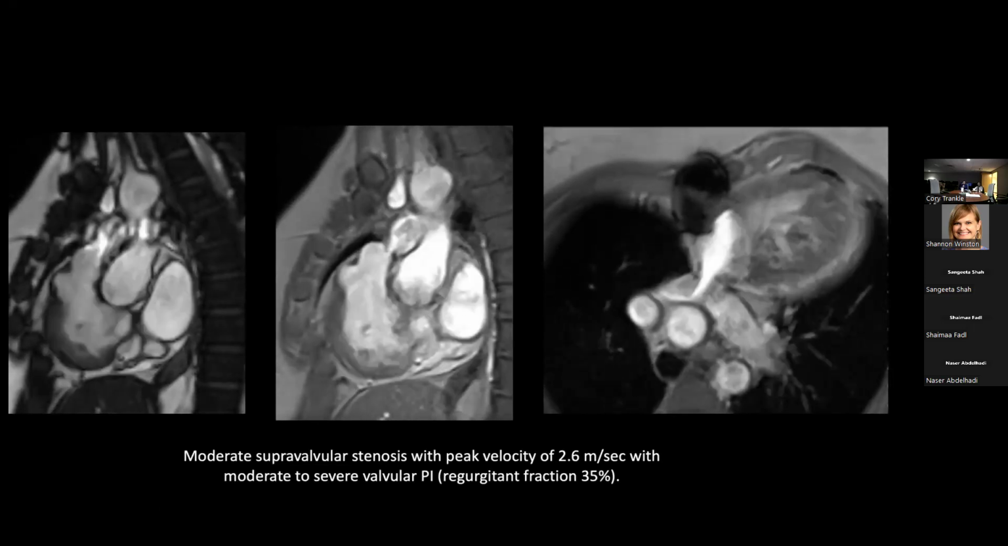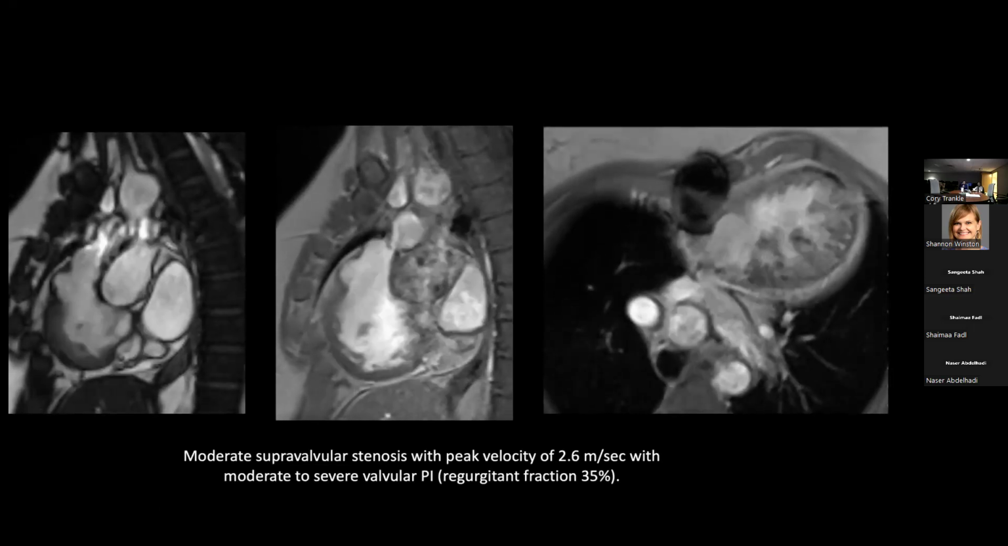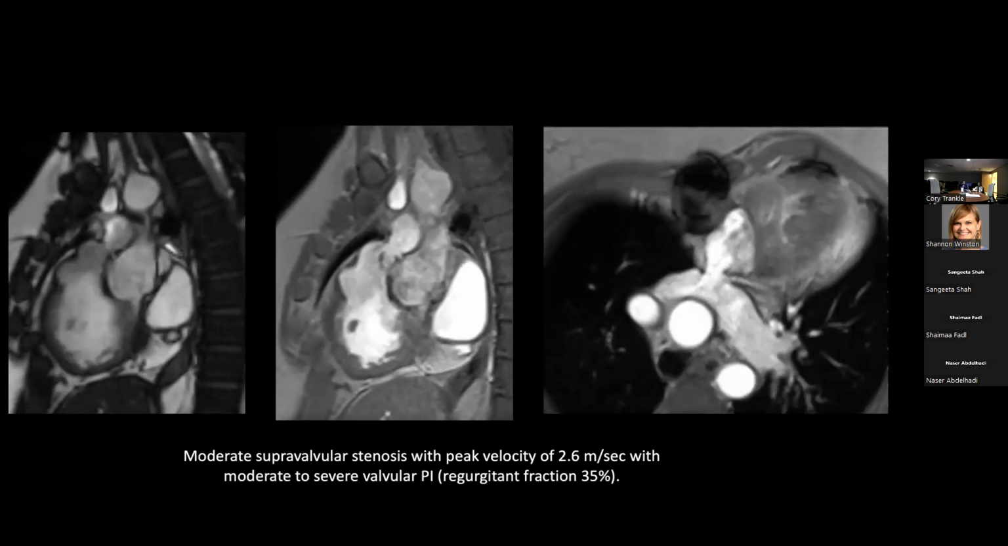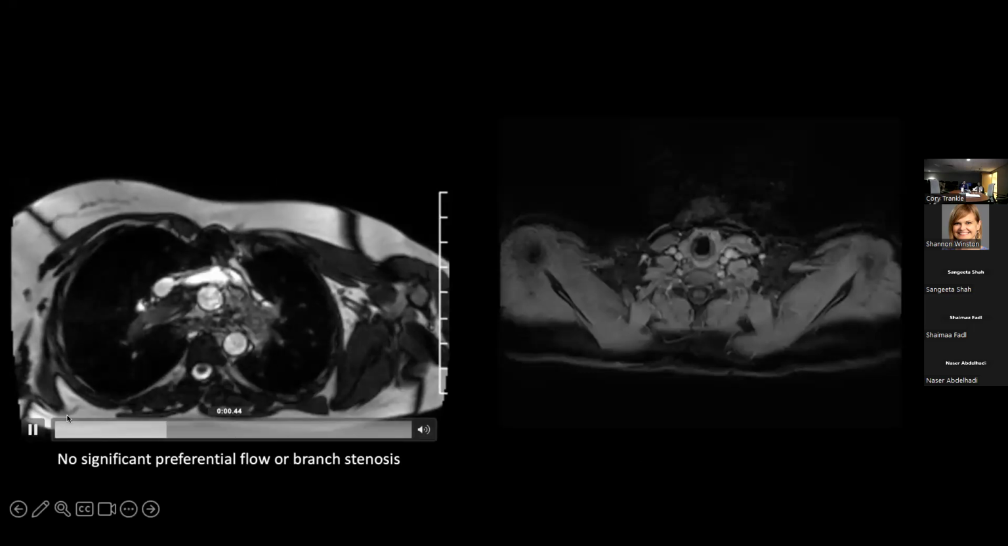Peak velocity was 2.6 meters per second. And the pulmonary regurgitation was calculated as 35%. And this is the cine image through the branching of the pulmonary artery draping over the aorta, and there was no preferential flow.